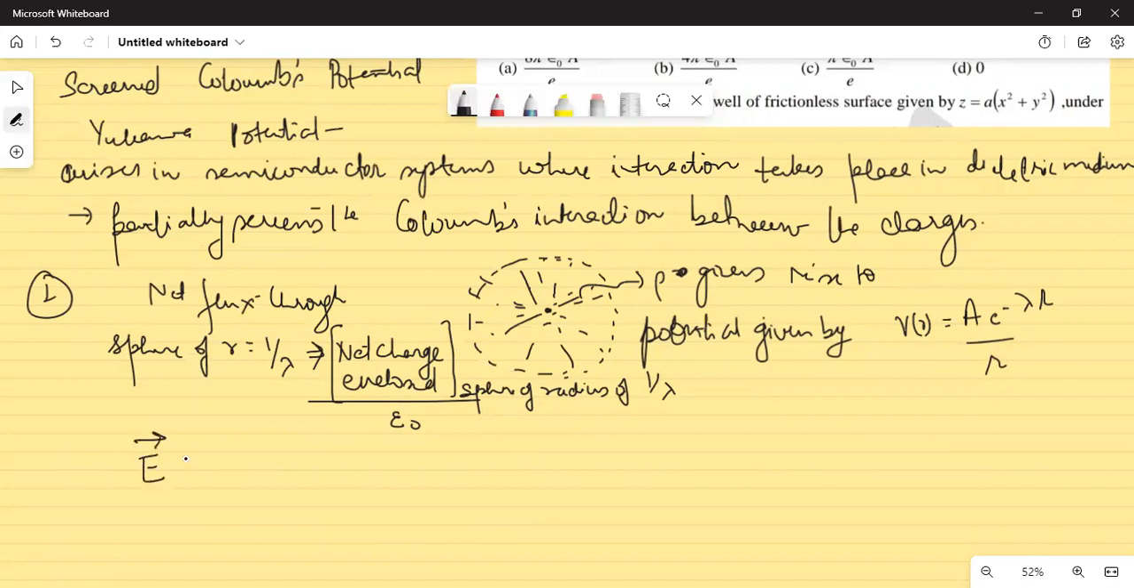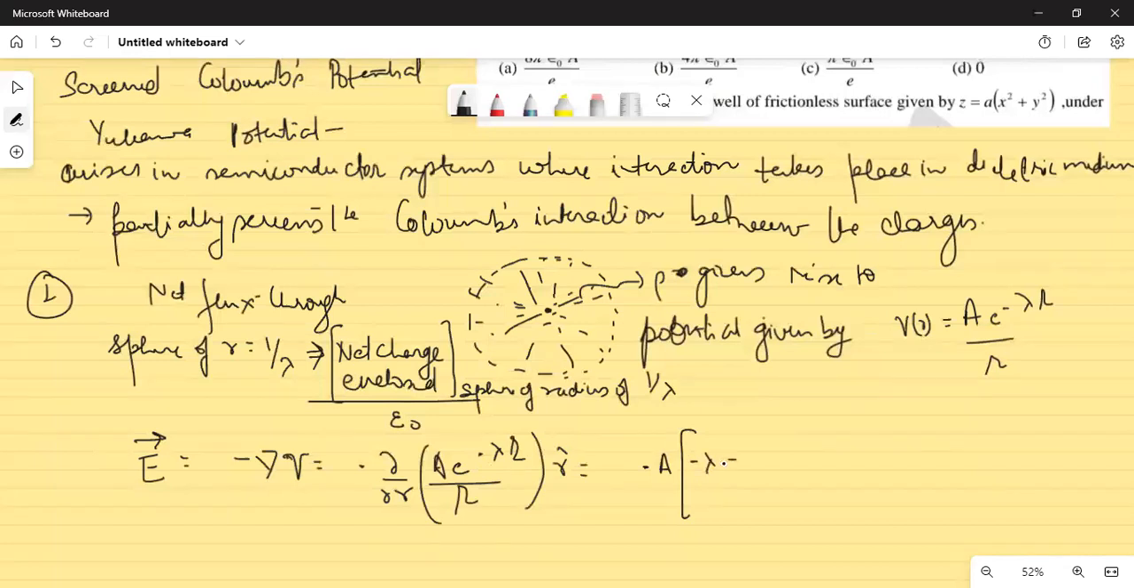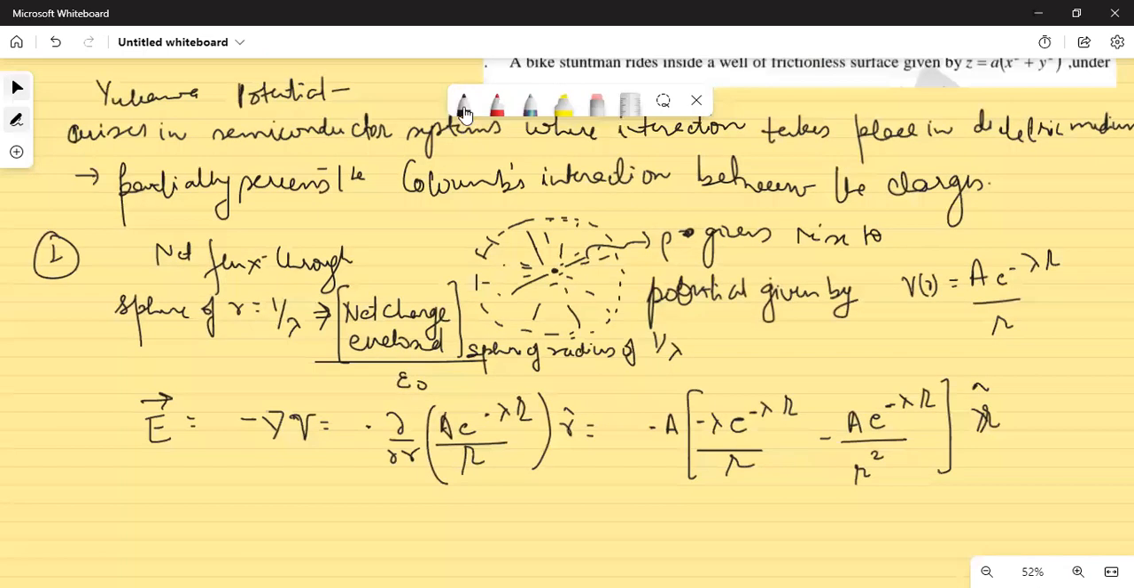My electric field can be written as minus grad V, and that will be minus del by del r of A e to the power minus lambda r upon r, and then you have this r cap. So what I would get is minus A, and the derivative will be minus lambda e to the power minus lambda r upon r, and then minus A e to the power minus lambda r upon r square, and then you will have an r cap. So overall, my electric field is in the radial direction.